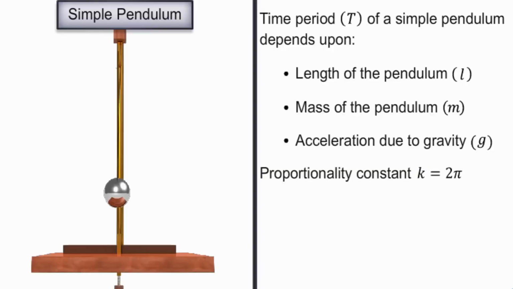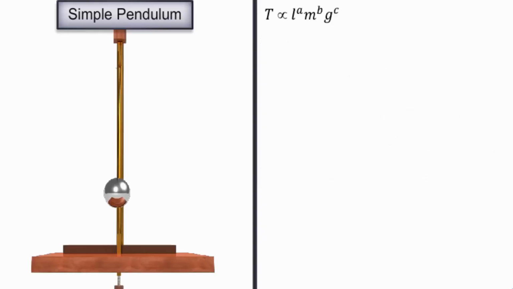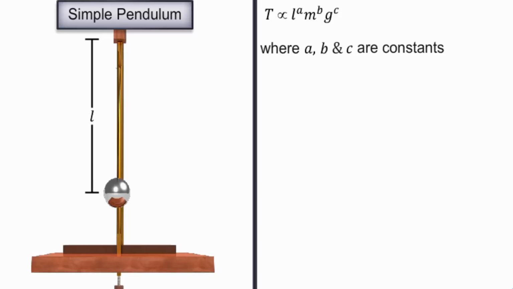We assume that the time period is proportional to L power A, M power B and G power C, where A, B and C are constants. Replacing the proportionality symbol, we get a constant k. Hence, the time period is equal to k into L power A, M power B, G power C.